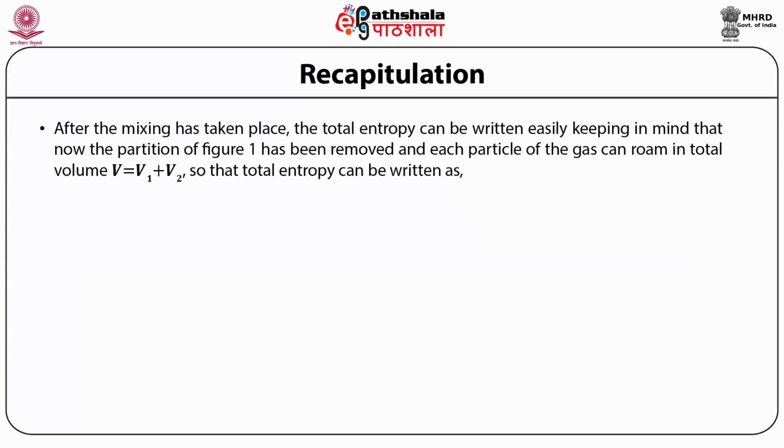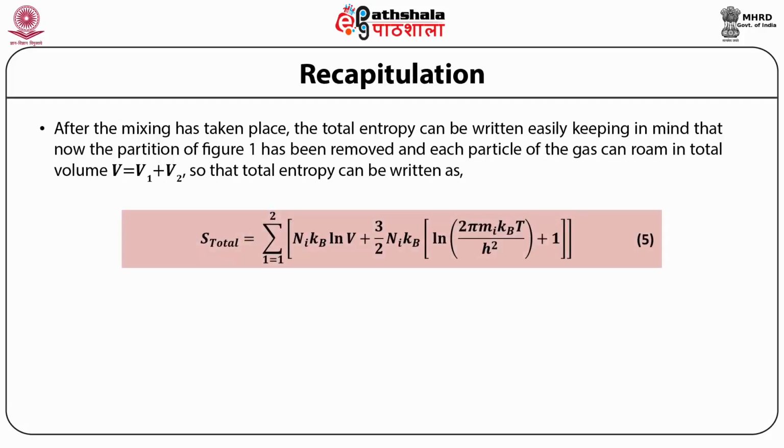After the mixing has taken place, the total entropy can be written easily, keeping in mind that now the partition of figure 1 has been removed and each particle of the gas can roam in total volume V, which is equal to V1 plus V2. So the total entropy can be written as S total is equal to summation over i equals 1 to 2 of Ni Kb log of V plus 3 by 2 Ni Kb multiplied by log of 2 pi mi kb T divided by Planck's constant squared, plus 1.